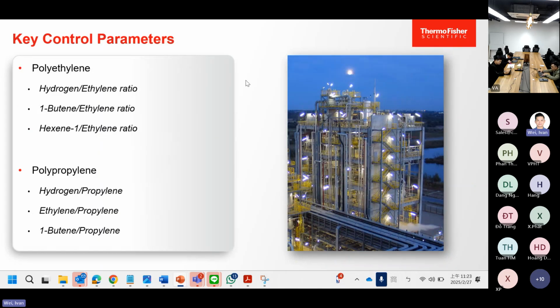The key use for Prima Pro is to measure hydrogen and ethylene, 1-butene to ethylene ratios, and also hexene-1 ratios. If the customers at the plastic manufacturers are looking to optimize their performance and their yield, Prima Pro is able to do that in place, so they can measure the ratios to have a better product or better yield rate.